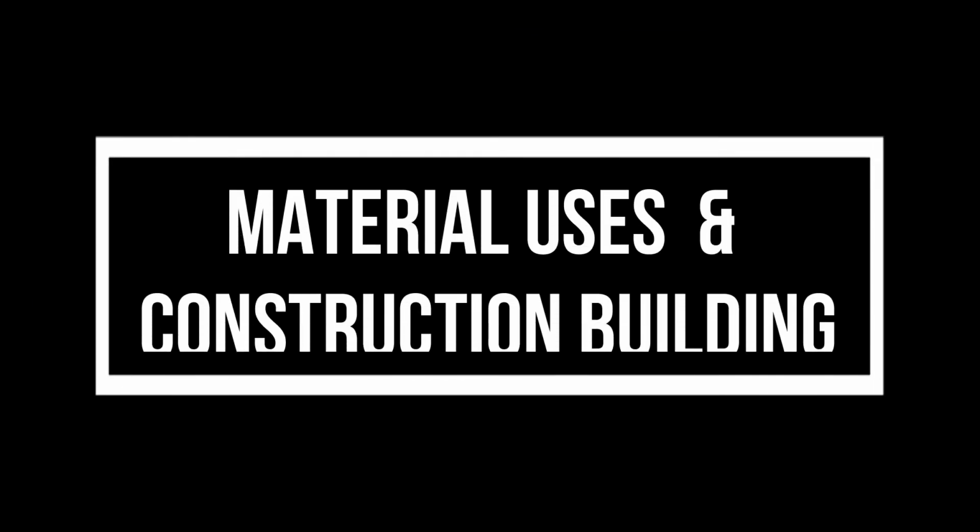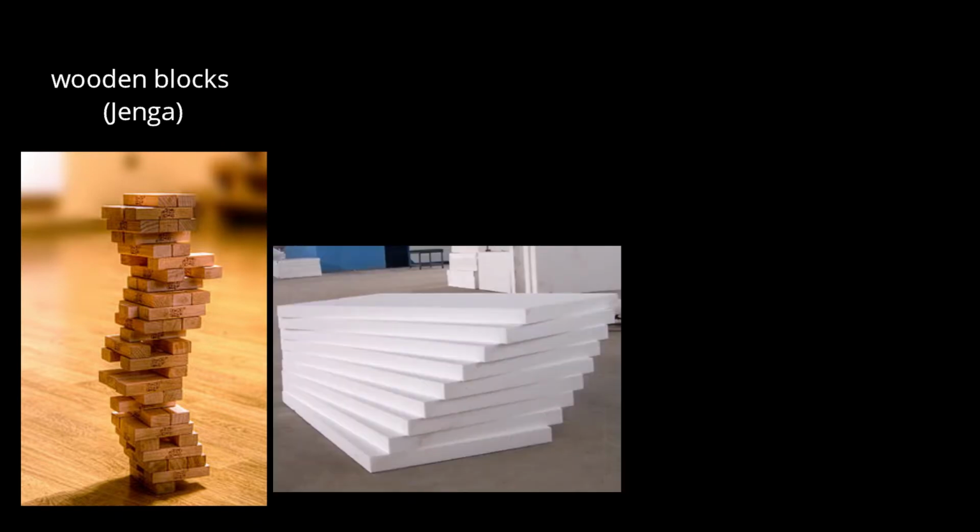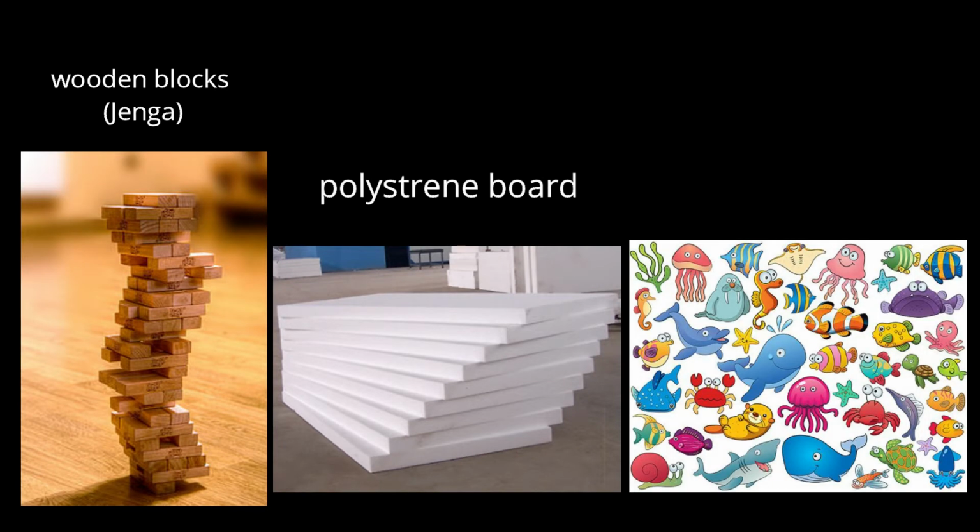The second component for this video is the materials used or the construction building. In constructing my maze, I have used wooden blocks from the game Jenga as the main component for my maze. The board I have used is basically a polystyrene board. I also have used some sea animal cartoon creatures to decorate my maze to make it more interesting. Also, I have used some wooden fence as the border for my maze.